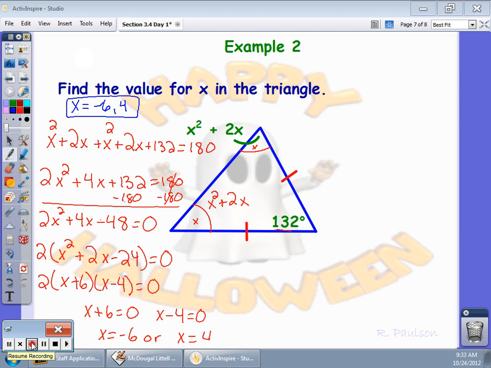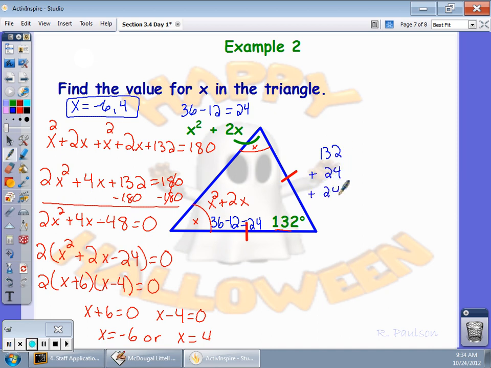So negative 6 squared is 36, and then 2 times negative 6 is a negative 12. So 36 minus 12 is 24. So if I solved correctly, the angle down here is also going to carry a value of 24. And we know that x squared plus 2x, when I plug in x, is 36 minus 12, or 24. And then if I use what I know about the triangle sum theorem, if I take 132 plus 24 plus another 24, that does give me 180 degrees.